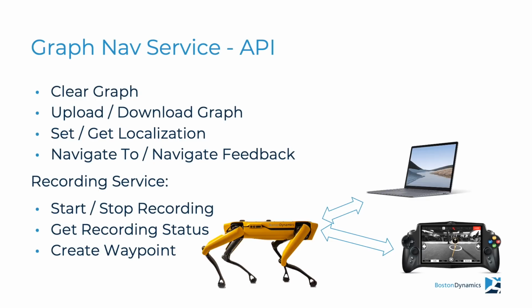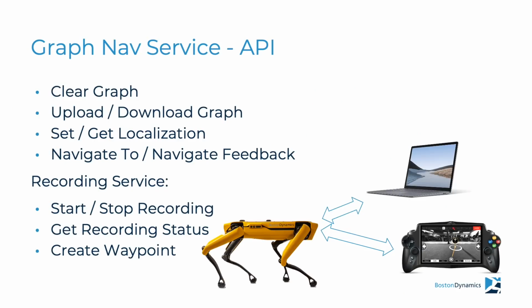There's also a navigate to command and a navigation feedback command. You use the navigate to command to tell GraphNav to take control of the robot and drive the robot around to different waypoints. And you use the navigation feedback to ask the robot, hey, how are you doing on the last navigate to I sent you? And the robot will respond and say, I'm 30% of the way there, or I'm 50% of the way there, or I'm done.